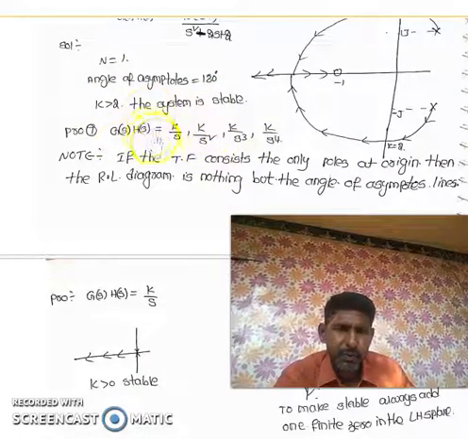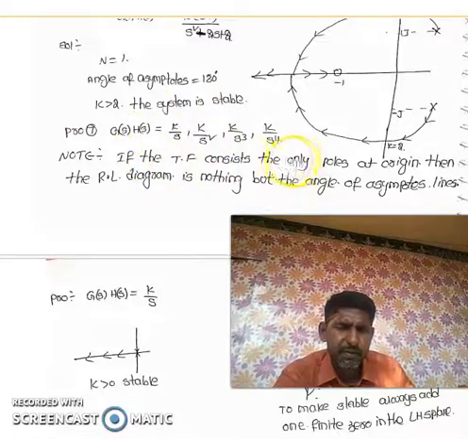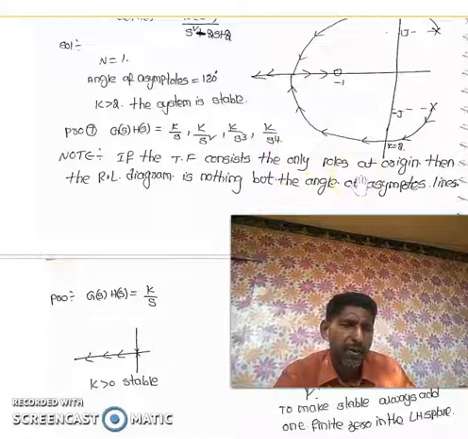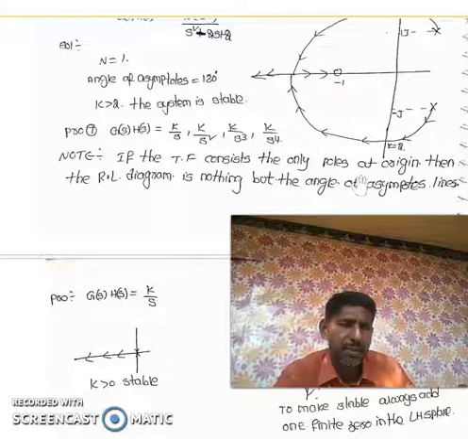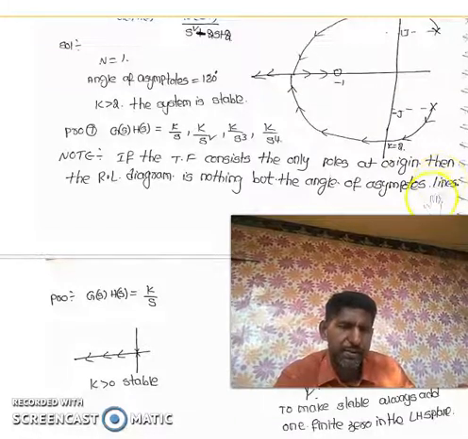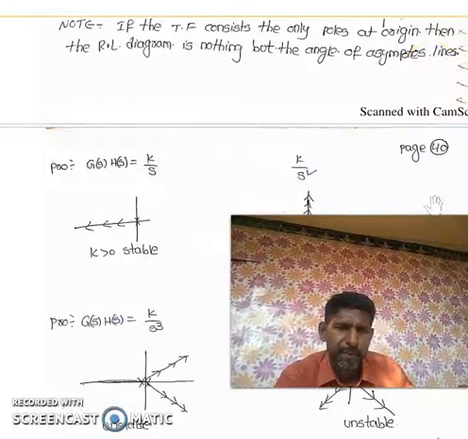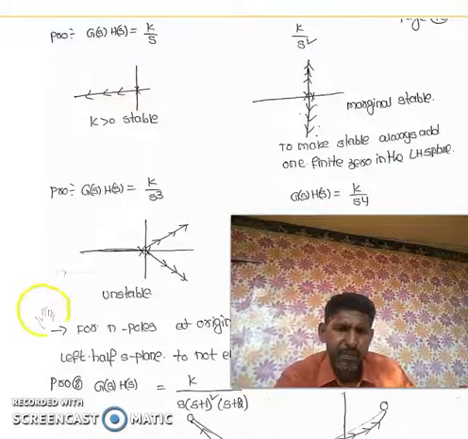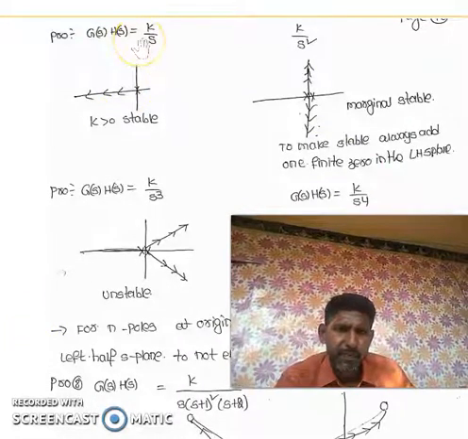One more problem here. If the transfer function consists of only poles at origin, then the root locus diagram is nothing but angle of asymptotes lines.